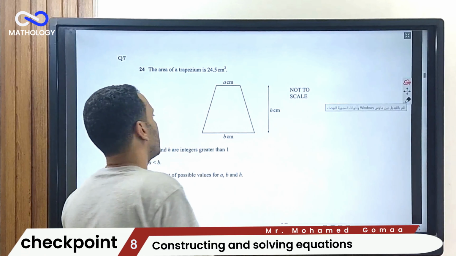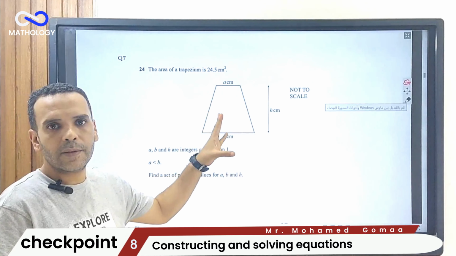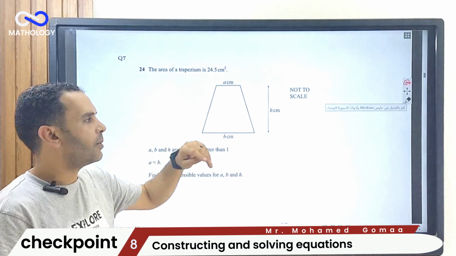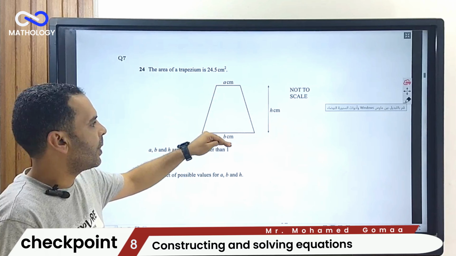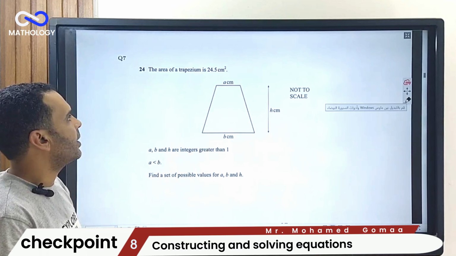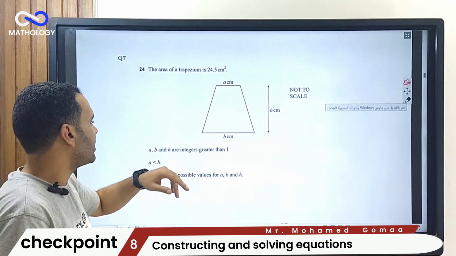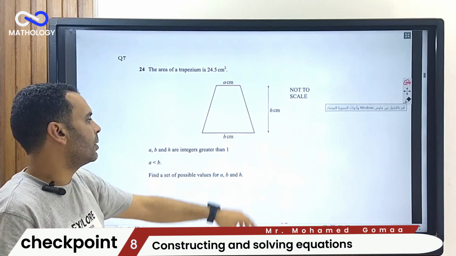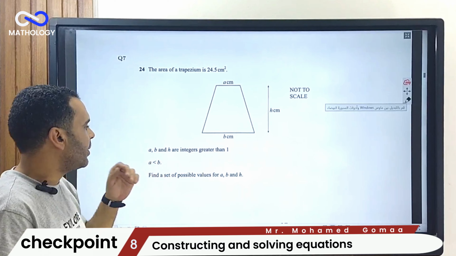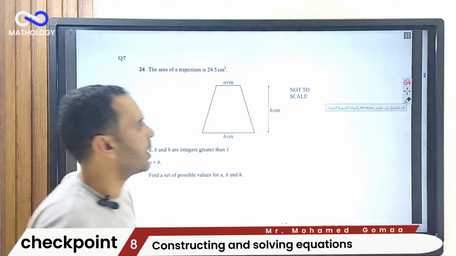The area of a trapezium. You know that a trapezium is a kind of quadrilateral which has only two opposite sides parallel, A parallel to B. A trapezium with area equals 24.5. A and B are the two parallel bases, and H is the height, integers greater than 1. A is smaller than B. Find the set of possible values for A, B, H.